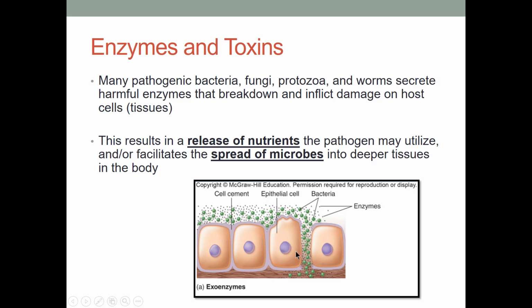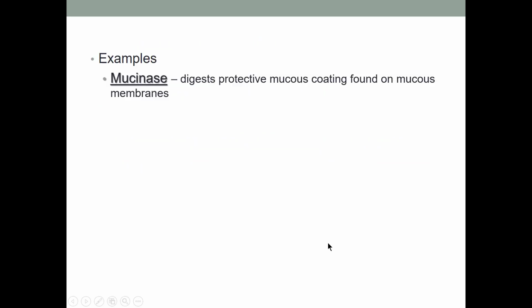So in this process, they damage the body and also extract nutrients from the body tissue itself. So that's kind of what direct damage would look like in this context. Some examples to give you an idea of what those might look like. The enzyme mucinase is an enzyme that breaks down protective mucus. So mucinase is an enzyme that directly breaks down a natural barrier, which is the mucus.